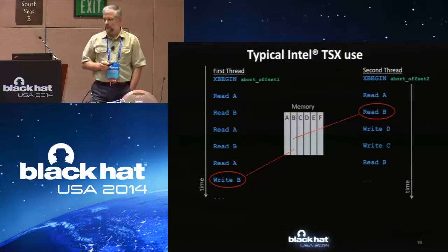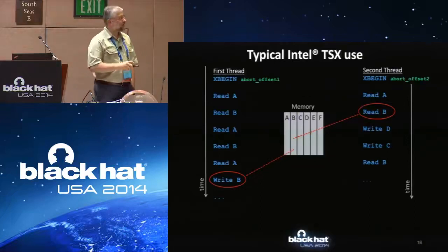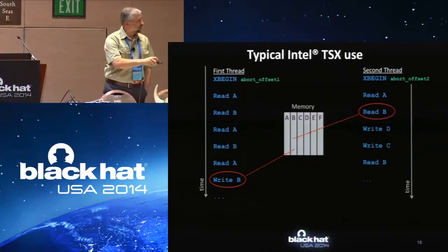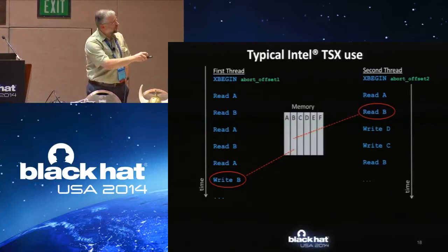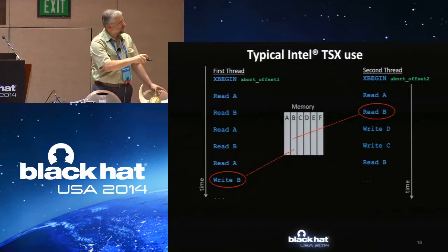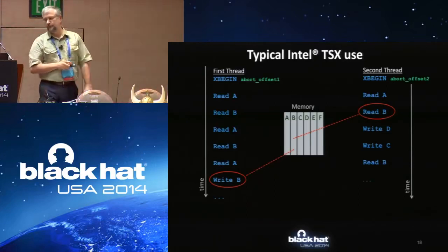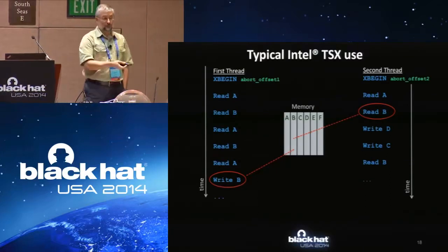So let me show you what the typical Intel TSX use is. On this slide, we have two threads, the first one and the second one. They execute in parallel, and there is a piece of memory in the middle between them. And we want to detect when this read to that cache line B occurs, while that write to the same cache line B in memory already performed the modification.